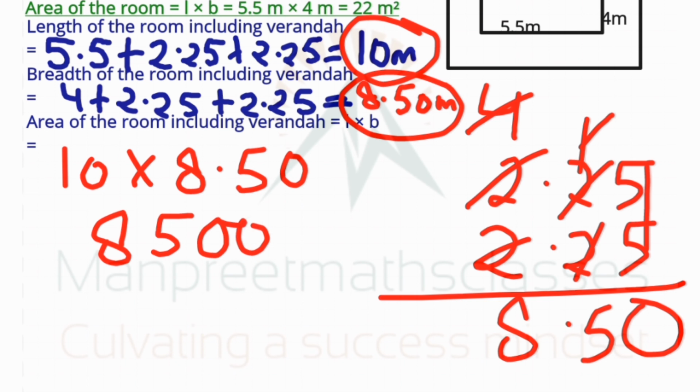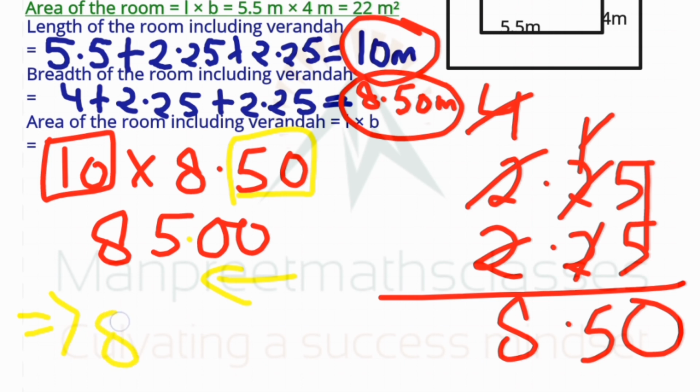8500, because when we need to multiply with 10, simply what we do, we increase a number of 0. But now in a question we were having decimal, so a decimal is after 2 digits. So here from right hand side we will put decimal after 2 digits. So our answer is 85 meter square.